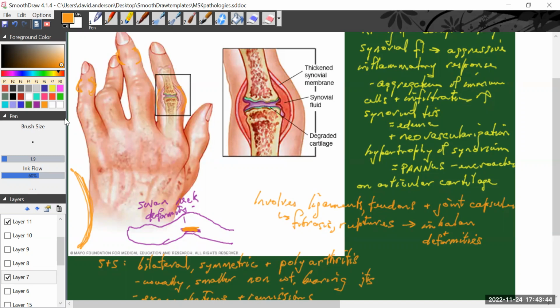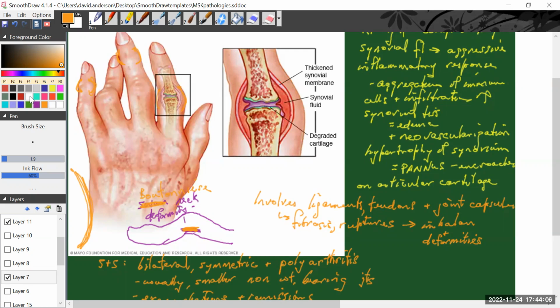Actually, you know what? This deformity right here is not. That's called a boutonniere when it's flexion at the proximal and extension at the distal. That's called a boutonniere's deformity. I apologize for that. And swan neck is exactly the opposite.